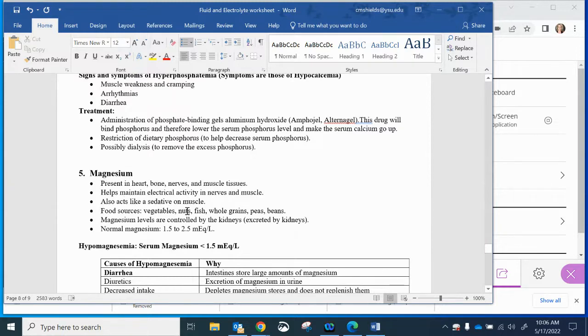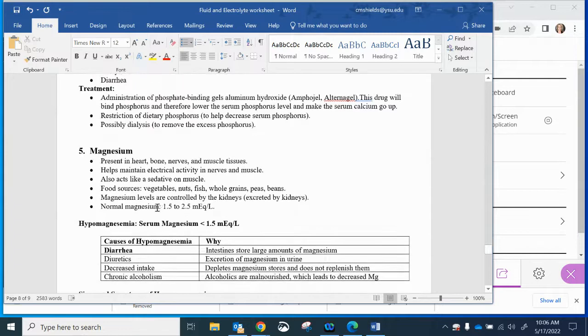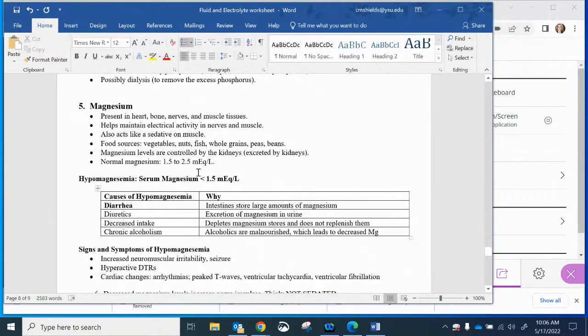Foods: vegetables, nuts, fish, whole grains, peas, and beans. Magnesium levels are controlled by the kidneys, excreted by the kidneys, just like potassium. Normal mag is 1.5 to 2.5. This varies, as all of these vary a little bit depending on what lab you're looking at, but I'm not going to ask you normals because normals are right there on the lab work. They're so easy to reference, and most of you know them, at least kind of an idea anyway.